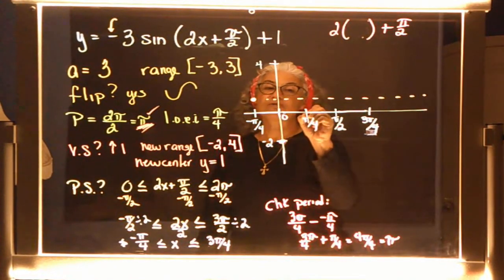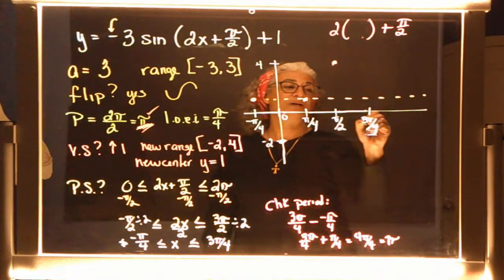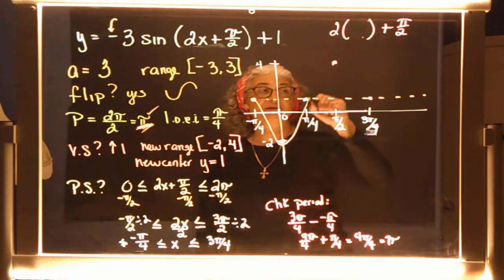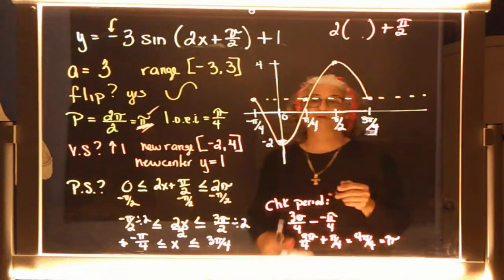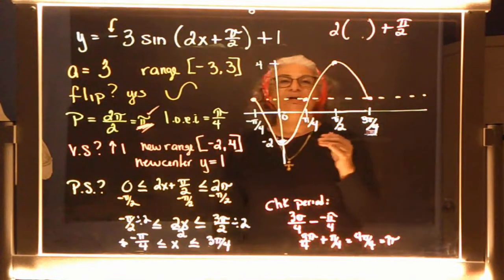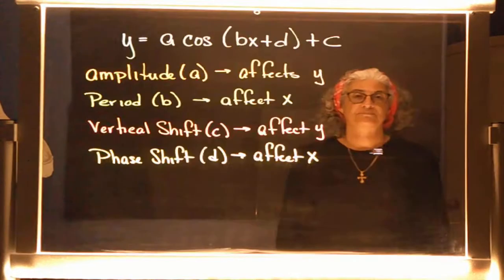So at pi over 4, where should you be at? Yeah, you should be here at 1. At pi over 2, you should be at 4. And at 3 pi over 4, back here at 1. So this is the graph you should be getting. Good? Okay, so hang in there. I got just a little bit of a recap for us to make sure that you understand what's affecting.